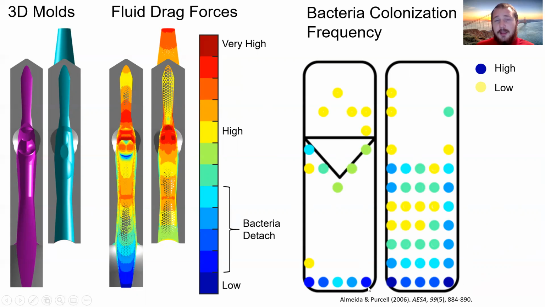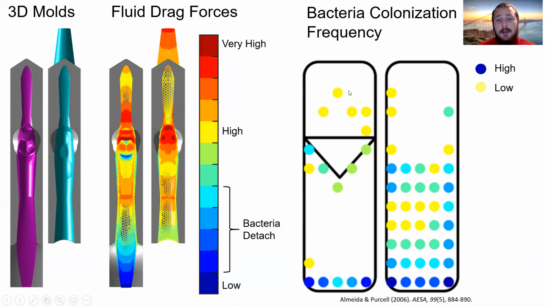Blue circles indicate locations where bacteria were often observed. Yellow circles indicate locations where bacteria were seldom observed. And the blank regions indicate locations where the bacteria were never observed. So what I want you to notice is that bacteria colonization patterns mirror fluid dynamic predictions.